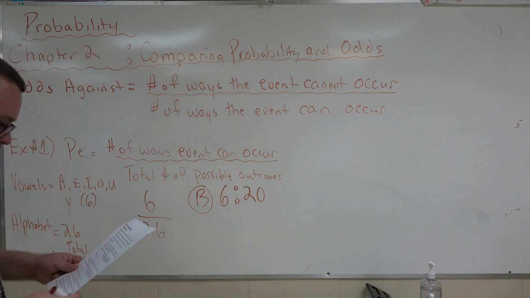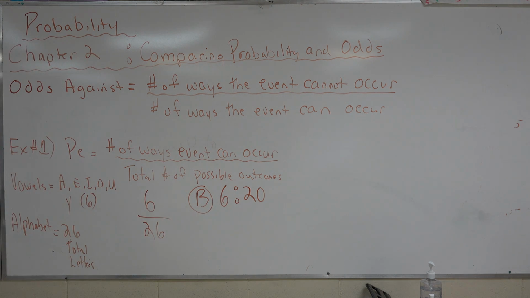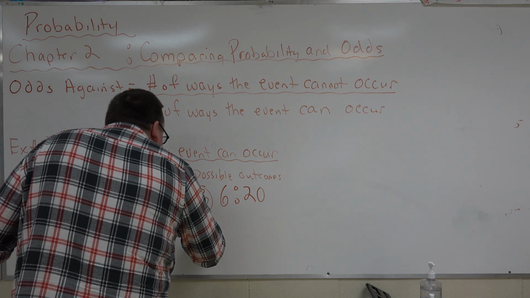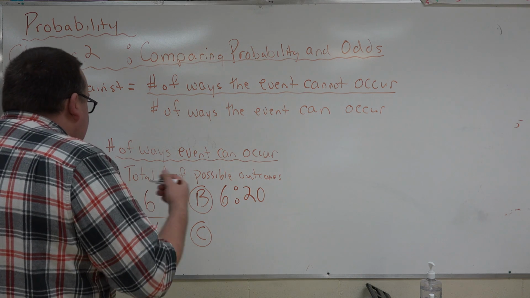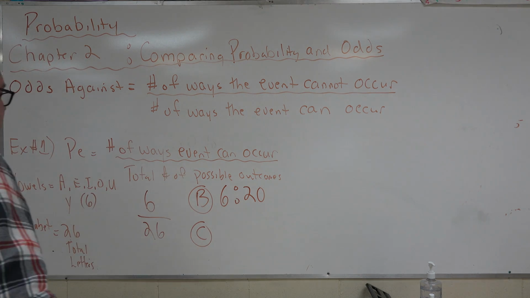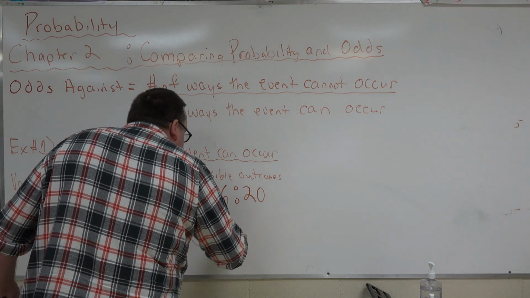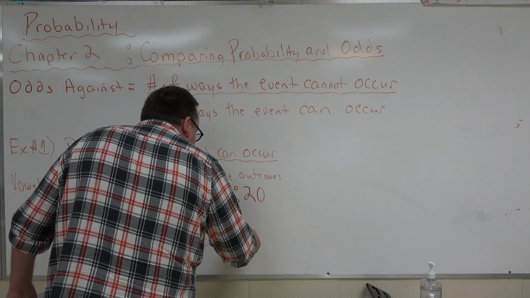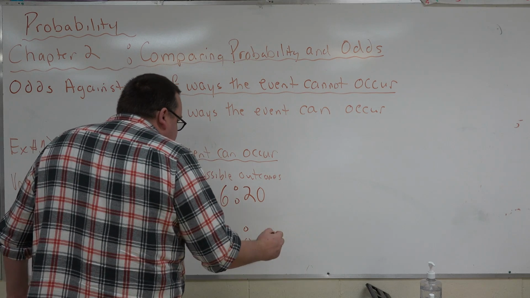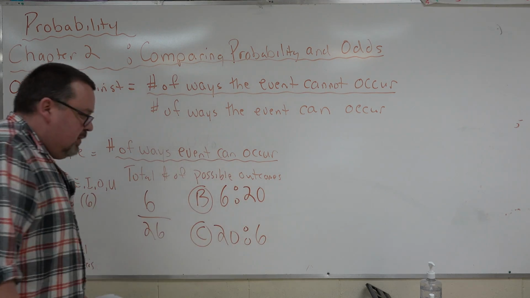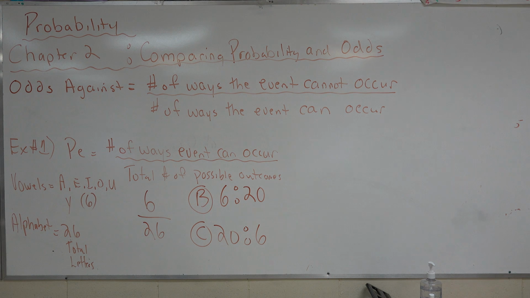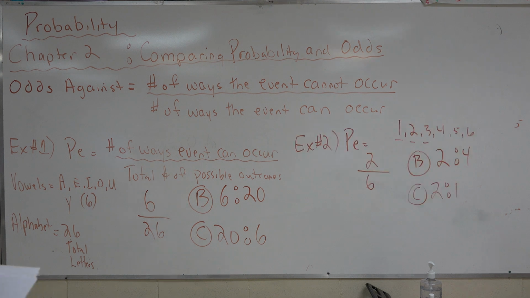Now, the trick to doing odds against for C: you could use the formula and put it together that way, but here's the trick. Odds against is the number of letters working against us to get the 6 that we want. It's going to be 20 letters working against us to give us the 6 we want. So we just reverse that: 6 out of 20 becomes, for odds against, 20 out of 6. You flip them. Example 2.